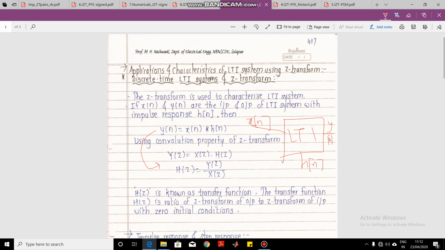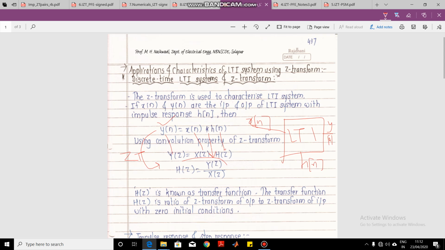If we take the convolution, y of n can be written as x of n convolved with h of n. So the output of any system can be found by convolving the input with the impulse response. Now, how to express this in the Z domain? Simply take the Z transform of this equation. Convolution in time domain is equal to multiplication in frequency domain, so this convolution will get modified to multiplication. So y of n Z transform is y of z, x of n Z transform is x of z, h of n Z transform is h of z.